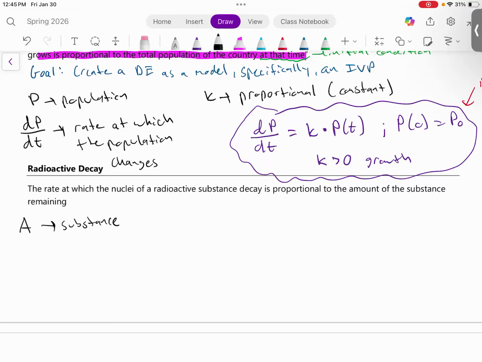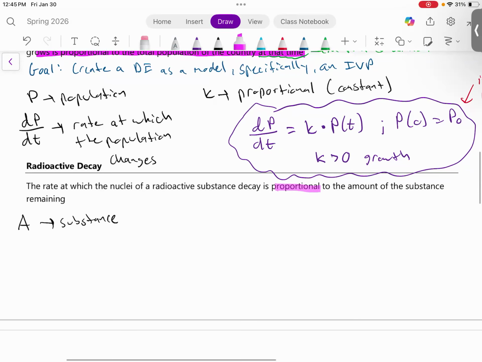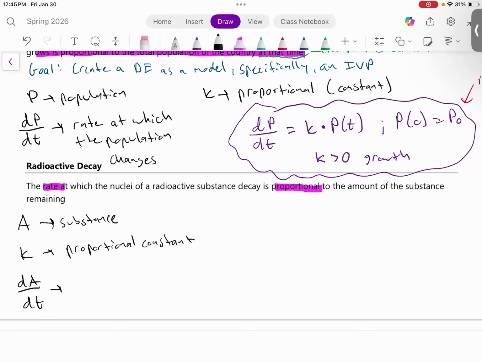Okay, and same thing, we're talking about proportional. So here I would say, k is my proportional constant. And then we're talking about the rate. So what does that mean? That means derivative. So dA, we're still talking about with respect to time. So dA over dt, the rate.